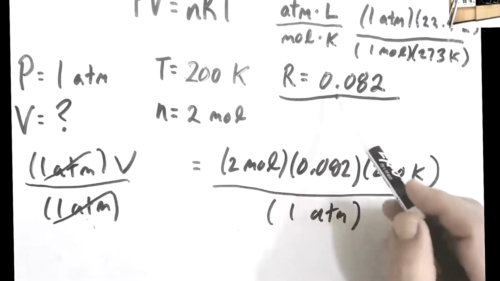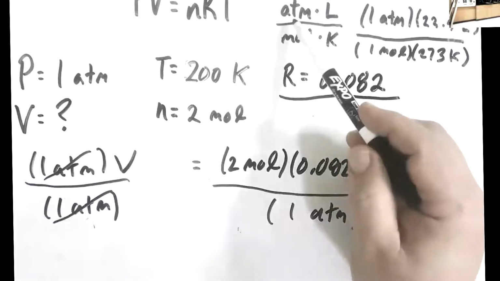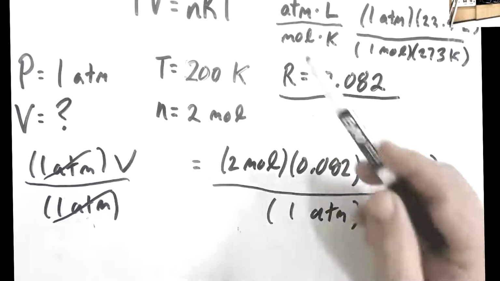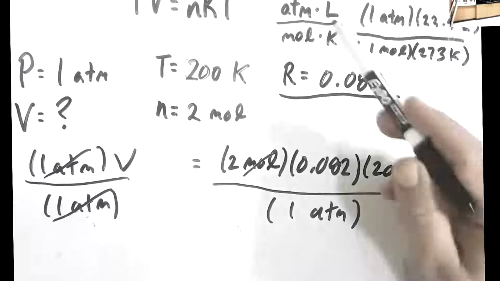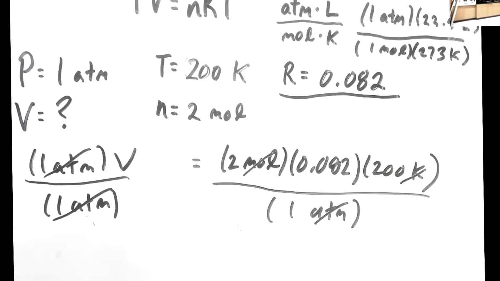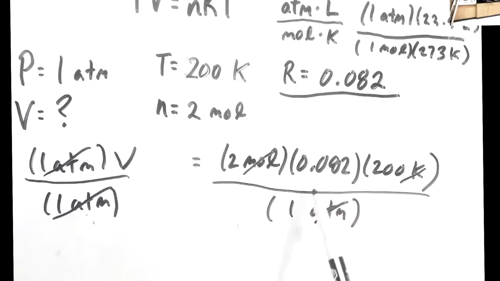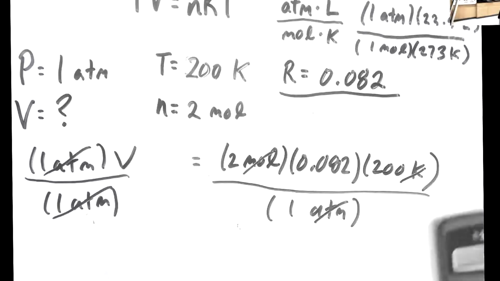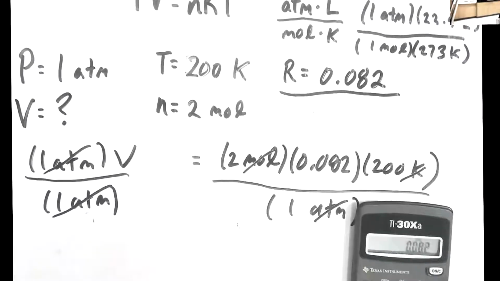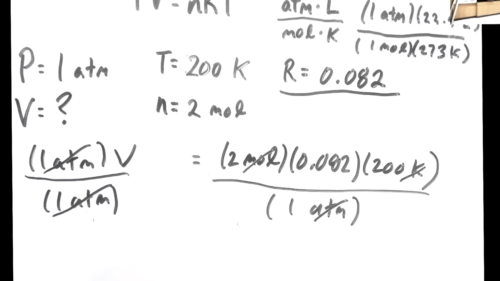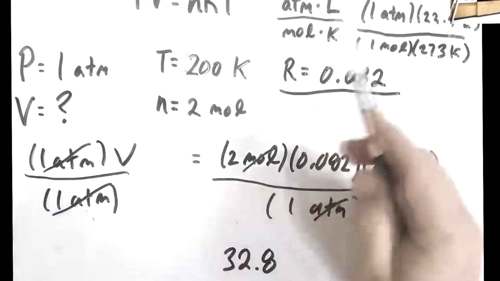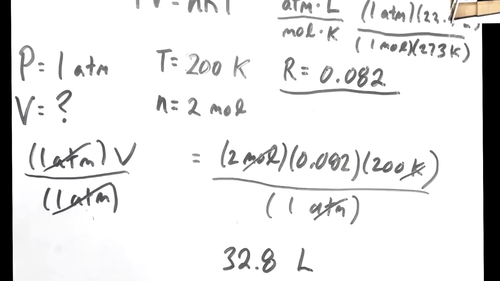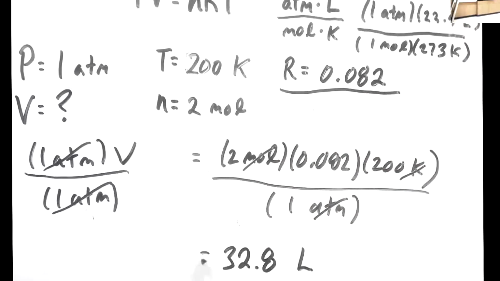Since R, 0.082, is based upon units of atmosphere, liters, moles, Kelvin, well, I've got a mole and a Kelvin on the bottom, actually, so I can get rid of mole and Kelvin, and I've got an atmosphere on the top, so I can get rid of the atmosphere. And so this just becomes 2 times 200 times 0.082 divided by 1. All right, and we get exactly 32.8. Since we're solving for volume in units of liters, that's 32.8 liters of volume.